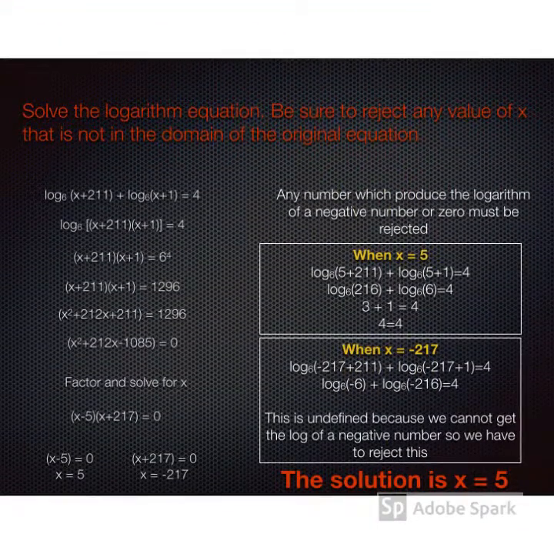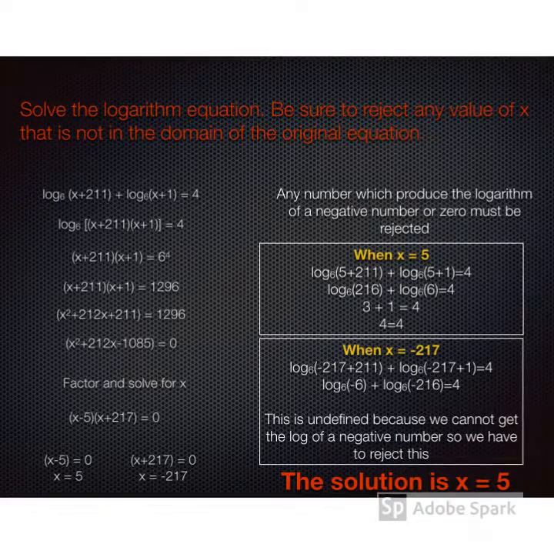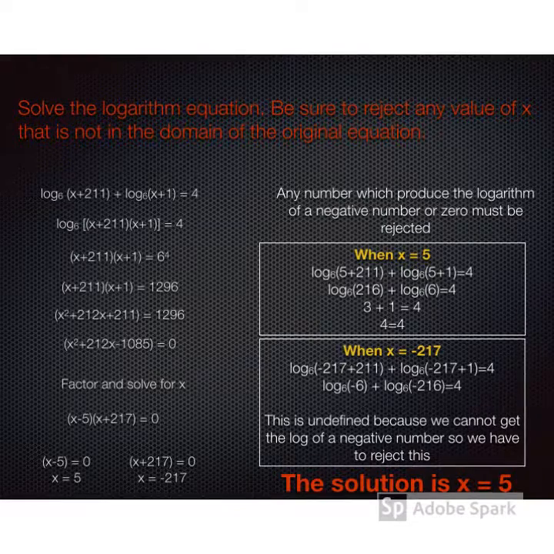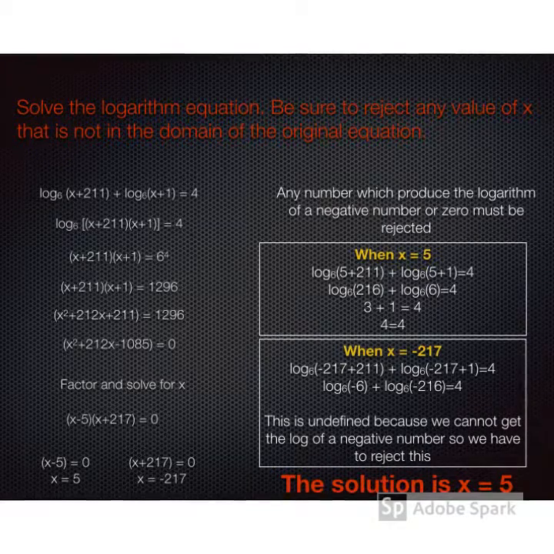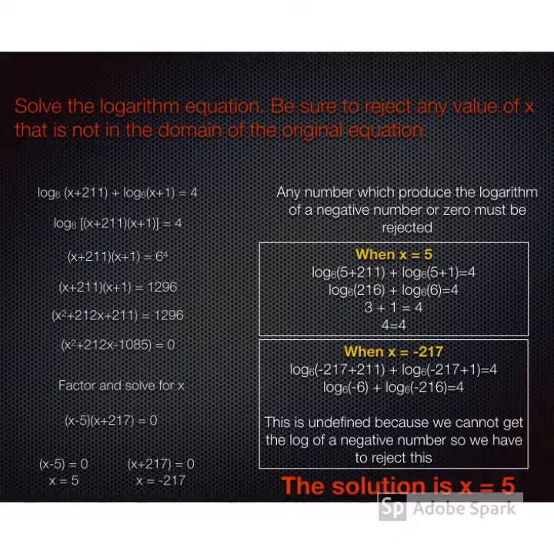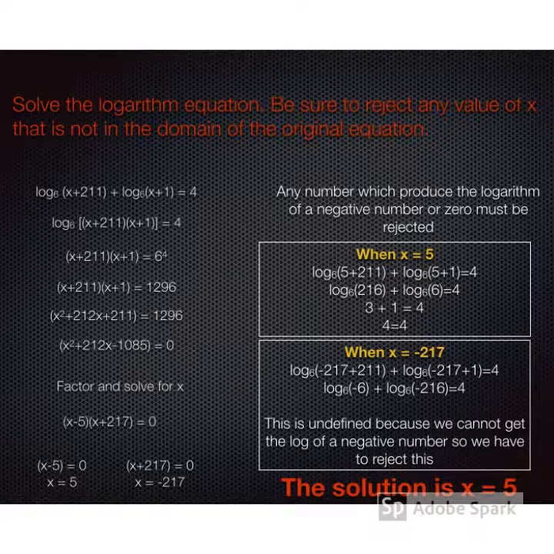We're still on the same problem here. Now we have both of those. We plug them back into the original equation and see which one really works, because any number which reduces the log of a negative number or 0 must be rejected. As we can see, x equals negative 217 was rejected, and the final solution is x is equal to 5.